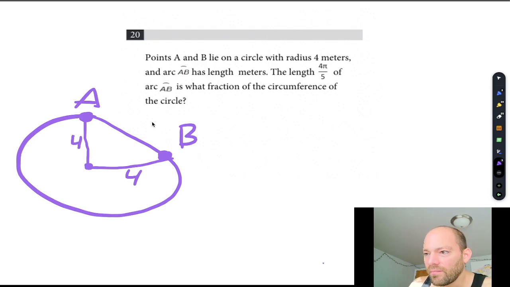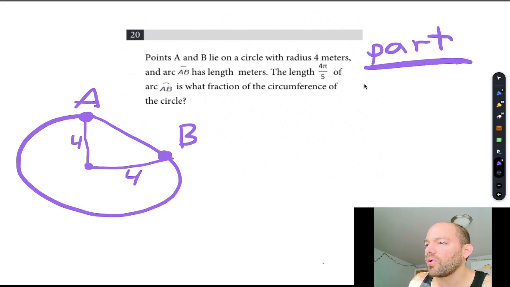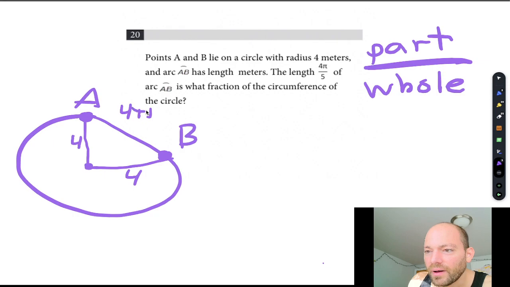Okay. The length 4 pi over 5 of arc AB is what fraction of the circumference of the circle? Wow, basically the same kind of question. The previous question was about the area of the sector is what fraction of the area of the circle. This one is the arc length is what fraction of the circumference. Same situation, right? It's another part over whole situation. So they tell us that the length of the arc is 4 pi over 5.